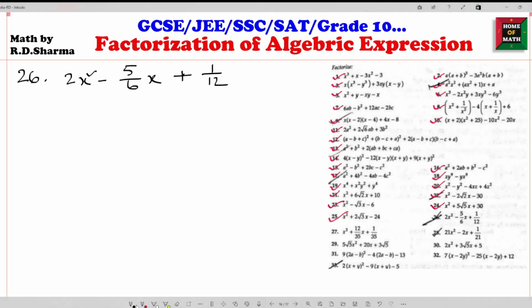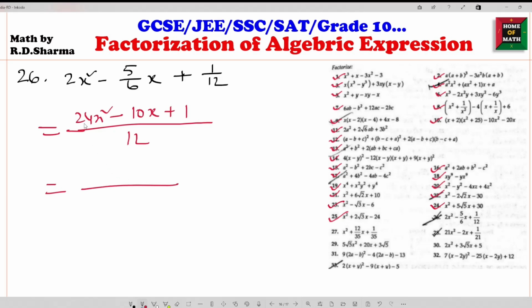Number 26: 2x² − 5x + 1 divided by 12. This one, as usual, we will do with the LCM. So here we have 24x², and for the middle term, 12 divided by 6 is 2, and 2 times 5 means 10x, plus 1. Okay, this one we have no problem.